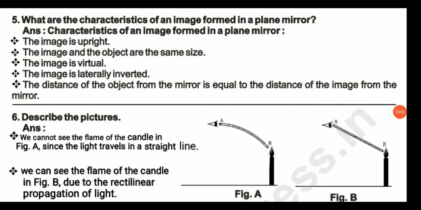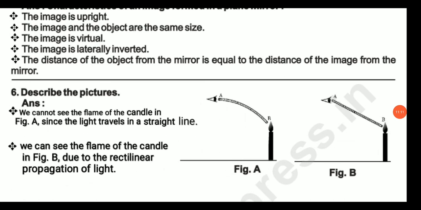Sixth one, describe the picture. In the first picture, will you be able to see the flame? No, because we cannot see the flame of the candle in figure A since light travels in a straight line. In figure B, we can see the flame. So draw these two figures, okay. We can see the flame of the candle in figure B due to the rectilinear propagation of light.